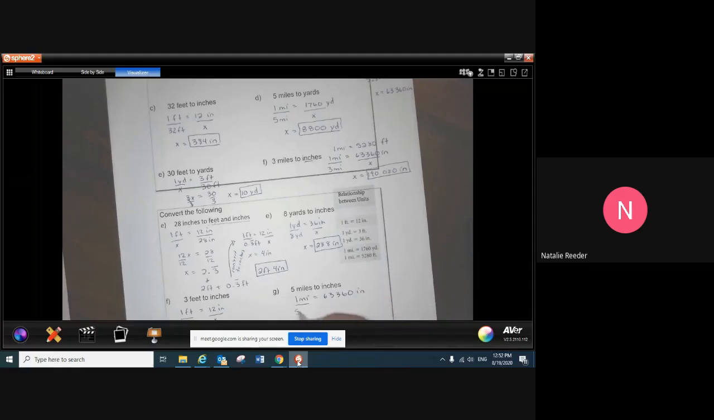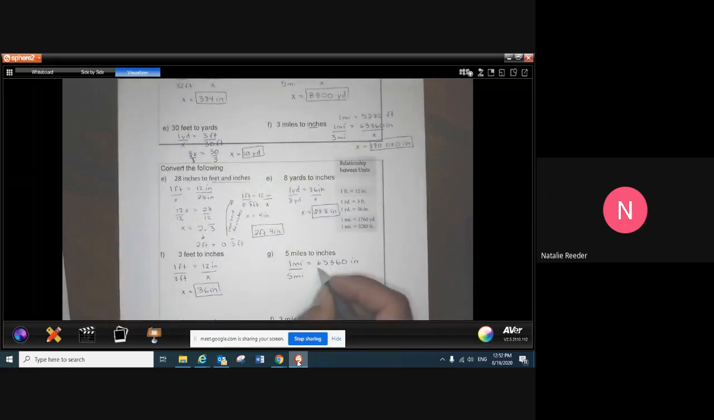Now I've got 5 miles, and I want to know how many inches that is. So I put x there. Cross multiply, x times 1 is x, and 5 times 63,360 gives me 316,800 inches.